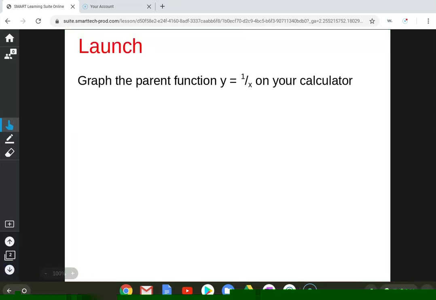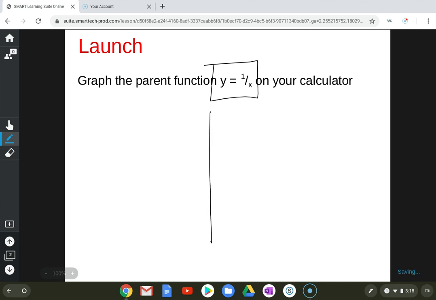So the first thing we're going to do is graph the parent function y equals 1 over x. So y equals 1 over x is pretty much like the Mac Daddy of all rational functions. And we'll explain what a rational function is in a minute. But if you take a look at y equals 1 over x, if you graph it on your calculator, you're going to get a graph that looks kind of like this.